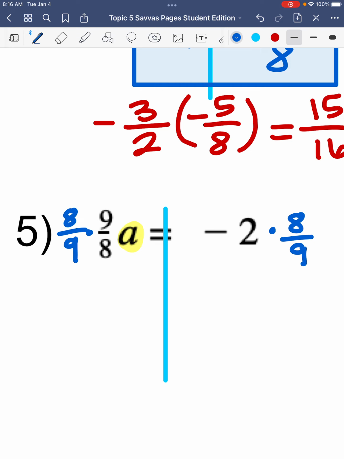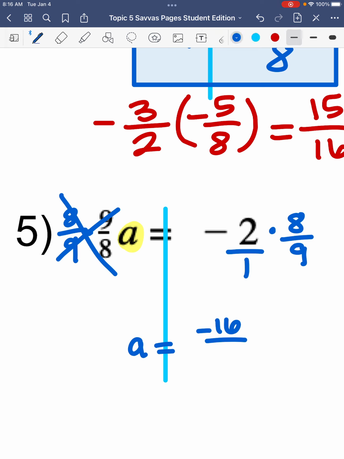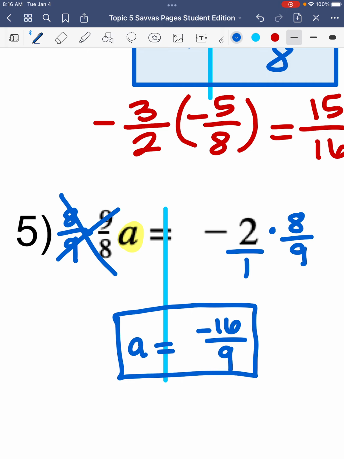So on the side with the a, the 9's cancel out, the 8's cancel out, and I'm left with a by itself. Now on the other side, I've got negative 2 times 8 over 9. Could I write it so I have two fractions? I sure could. And I can't reduce anything, so I'm just going to multiply across. So multiply the numerators together. Negative 2 times 8 is negative 16. And then multiply the denominators together. 1 times 9 is 9. So negative 16 over 9 is my answer. And I'm just going to leave it as that improper fraction that doesn't reduce.